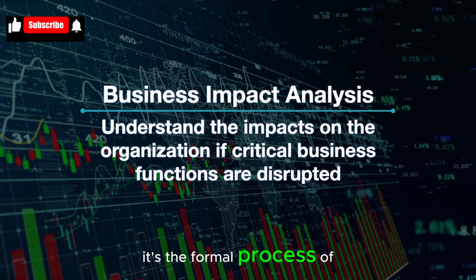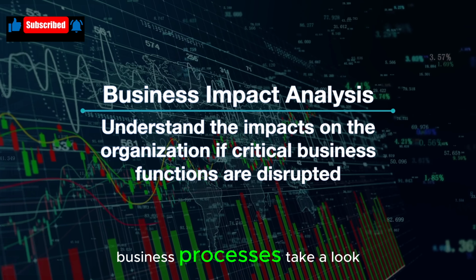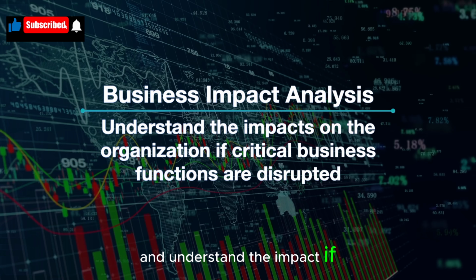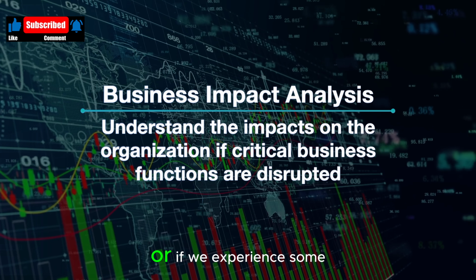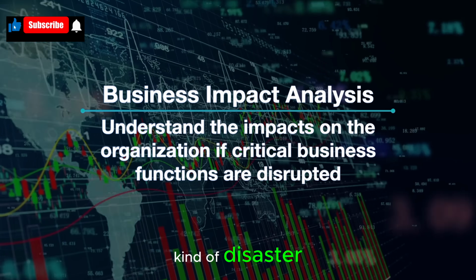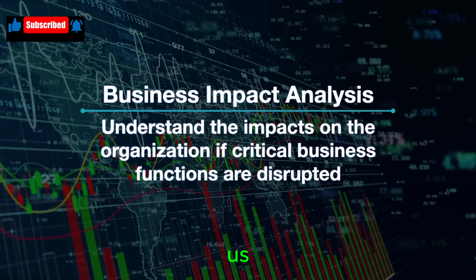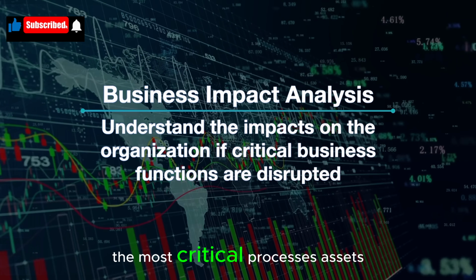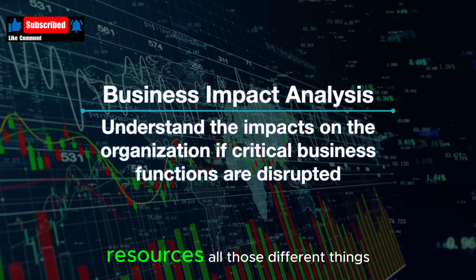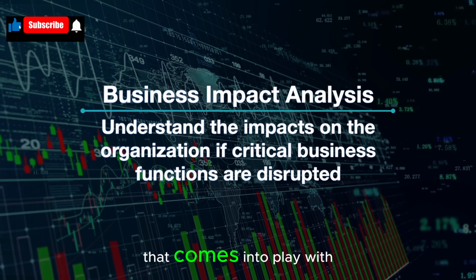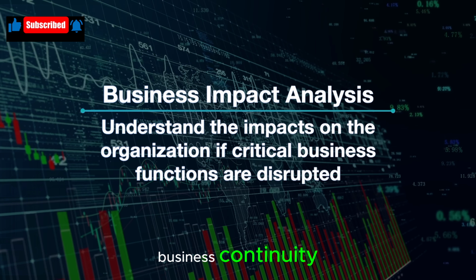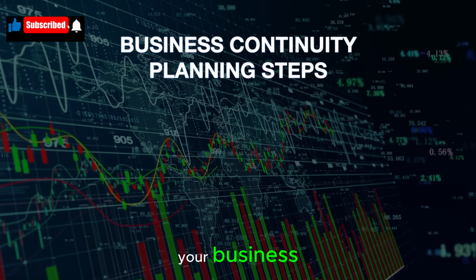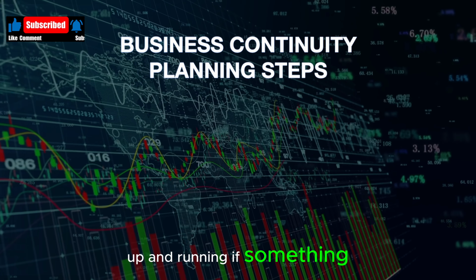It's the formal process of how we would analyze business processes, take a look at our assets and understand the impact if they were to be disrupted or if we experience some kind of disaster. The other thing this helps us to do is identify our most critical functions, the most critical processes, assets, resources, all those different things that come into play with business continuity. BIA is designed to figure out what you need to keep your business up and running if something bad happens.